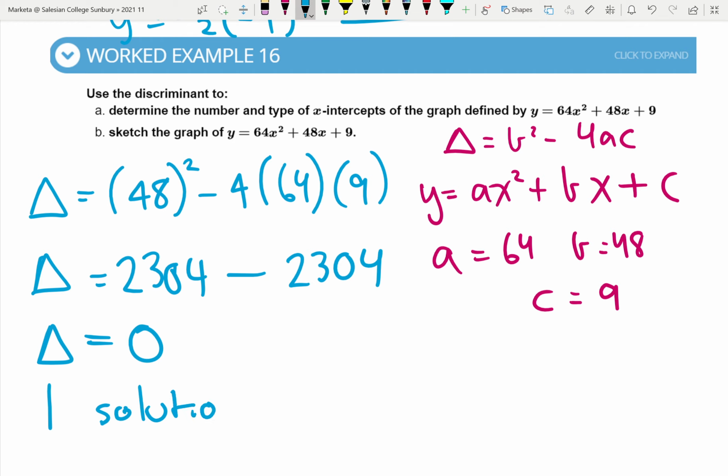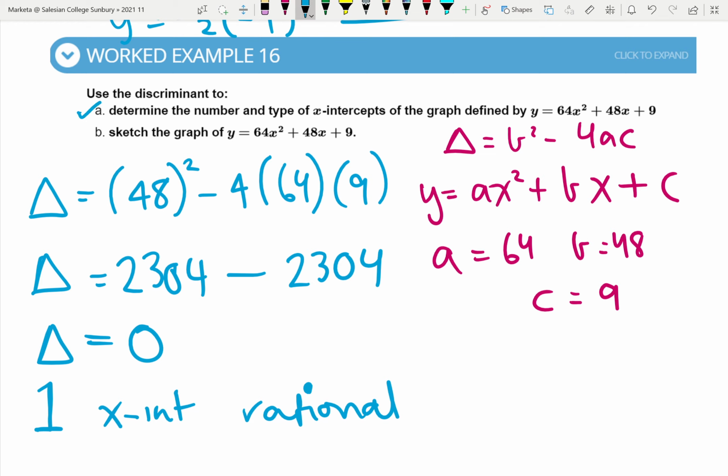And, well, instead of writing solution, we should write x-intercept now, because we're actually dealing with the graphs. So we're not solving the equation, we're drawing the graph. So the solutions are x-intercepts, or roots on your CAS, we'll call it a root, and it's one x-intercept there, and that x-intercept will be rational. So now that we've got that, so we've done A, now I want to sketch the graph.